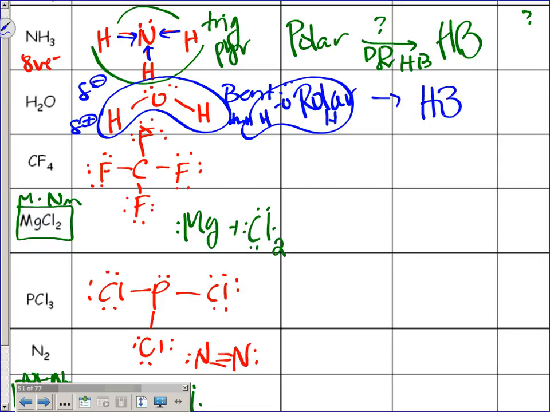CF4, shape. Tetrahedral, and you're not memorizing these unless you want to, but you have a sheet in front of you. How many ligands are here? 4 ligands. How many lone pairs on my carbon? 0. So on your sheet, that's correlating with tetrahedral. Think about how it is arranged. Is it in a flat T like this?